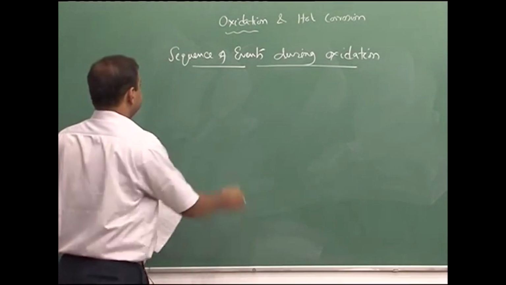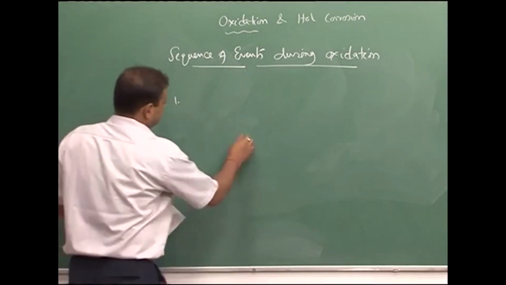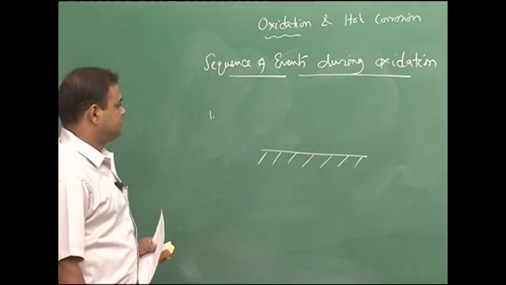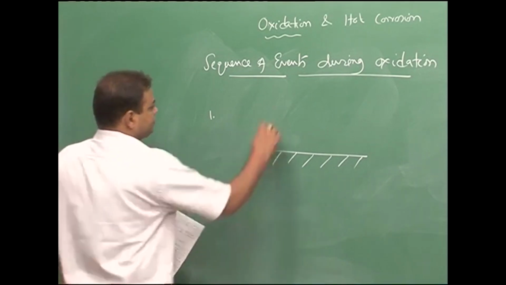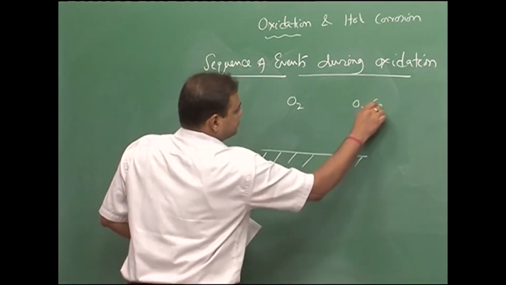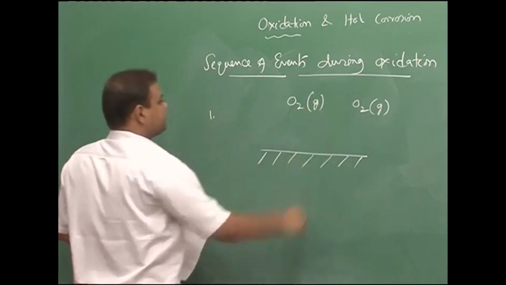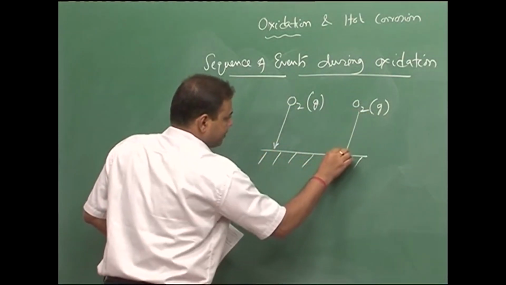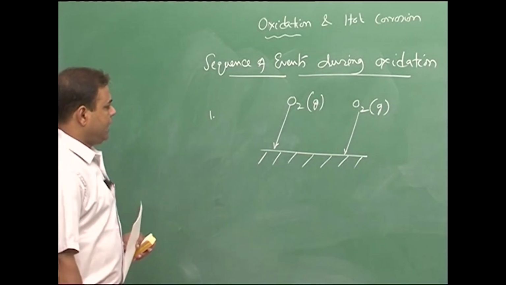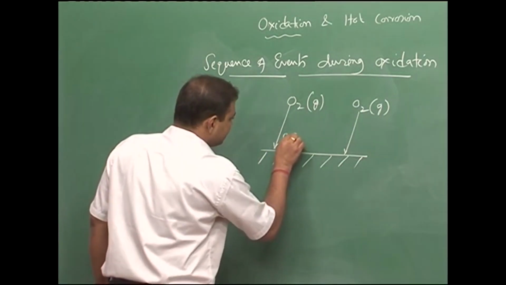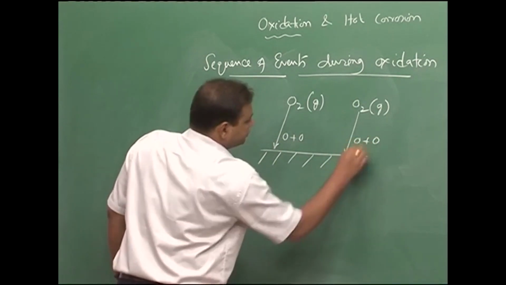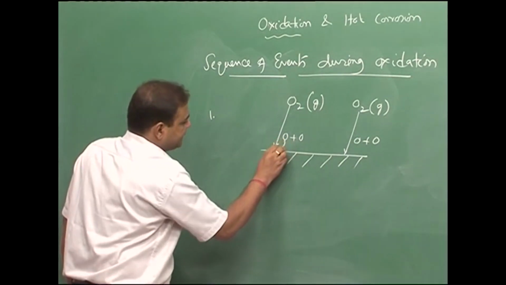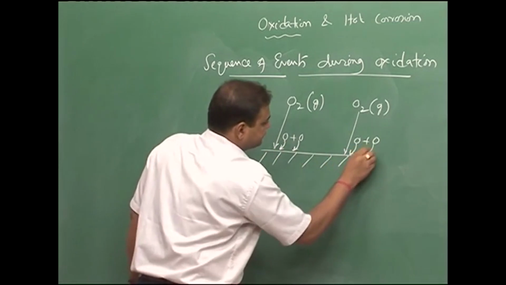Now, the first thing which can occur, let us say the metal surface is exposed to the oxygen environment. So you have oxygen gas, G means gas. They come in contact with the metal surface and they get decomposed, and after they get decomposed, they get adsorbed on the metal surface.